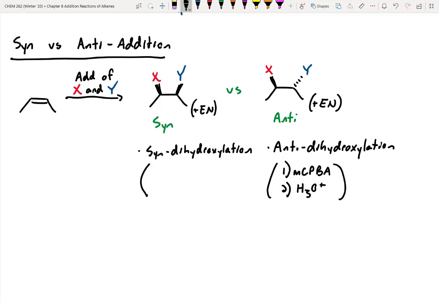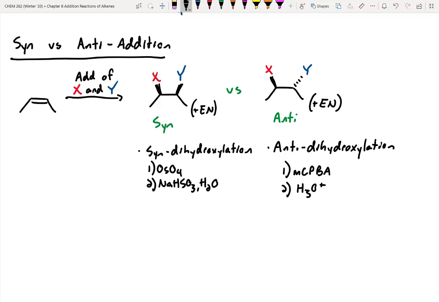That would do anti-addition of alcohols. So that would work for anti. What about syn? Osmium tetroxide. And then our reducing conditions usually are sodium bisulfite and water in the Klein textbook.